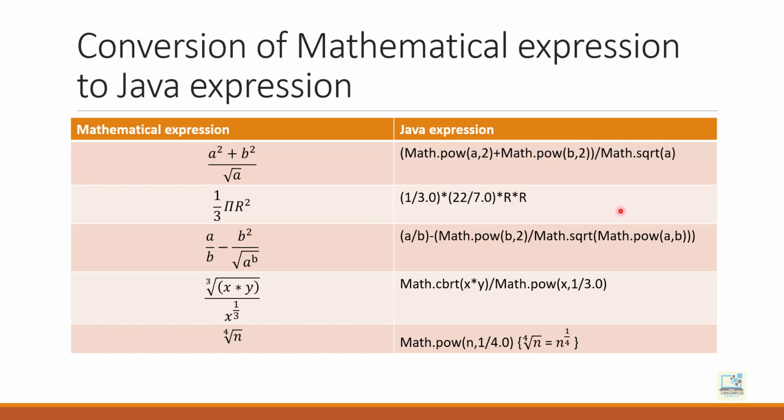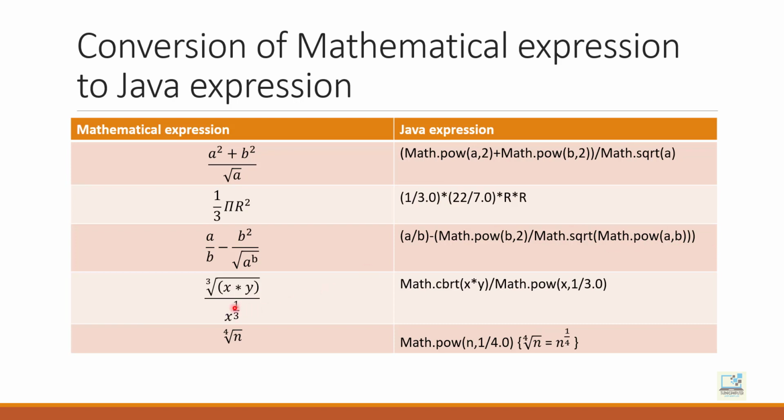Similarly, in the third example also I have converted a by b. I have written a slash b minus Math.pow(b, 2), that is b square, divided by Math.sqrt, that is square root of Math.pow(a, b), means square root of a to the power b.